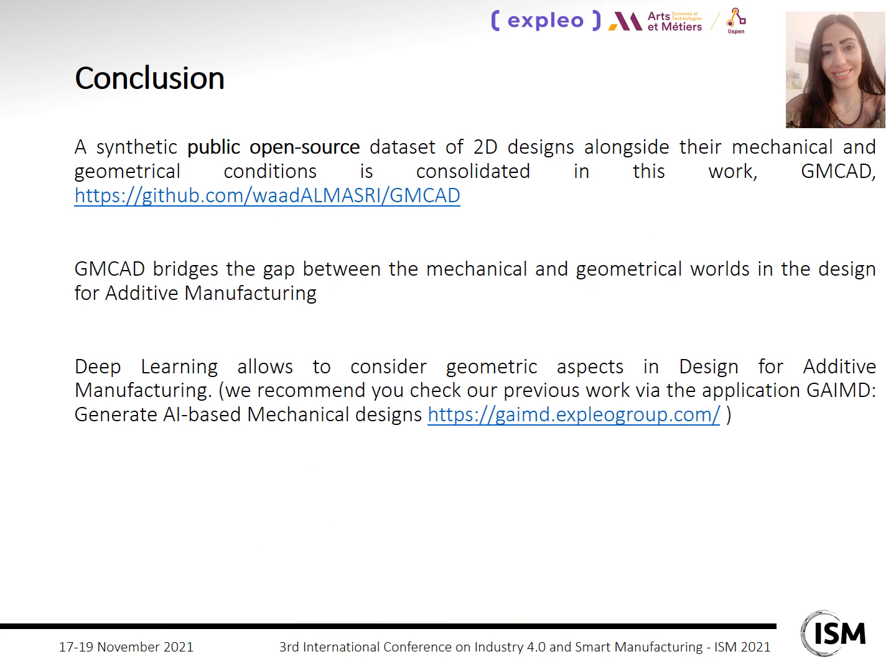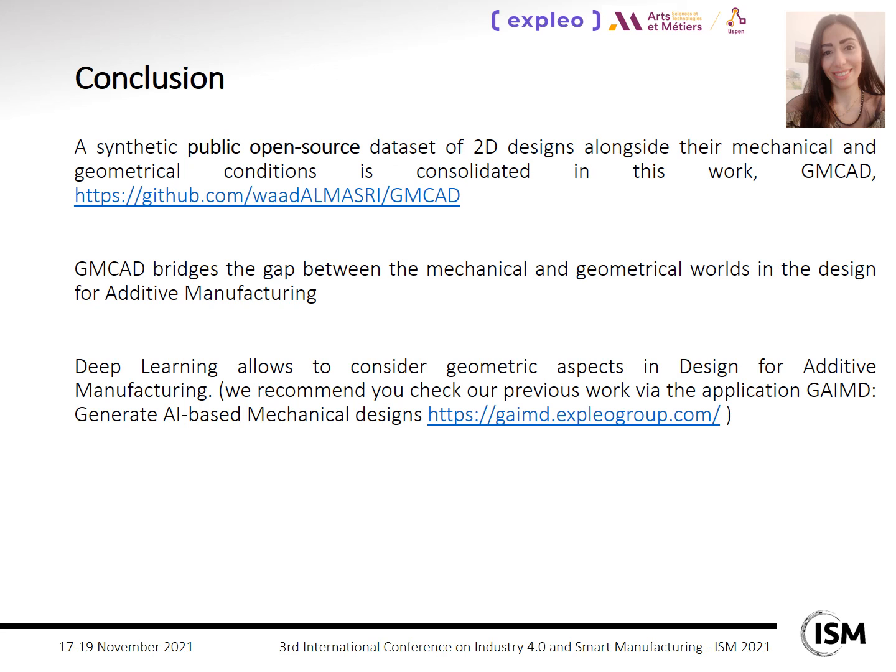To conclude, in this work, a synthetic public open source dataset of 2D designs alongside their mechanical and geometrical conditions is consolidated: GMCAD. You can find it on our GitHub repository. GMCAD bridges the gap between the mechanical and geometrical world in design for additive manufacturing. In our previous work, we have proved that deep learning allows us to consider geometrical aspects in design for additive manufacturing. In this work, we only considered the number of elements, the number of bars, as a geometrical constraint.